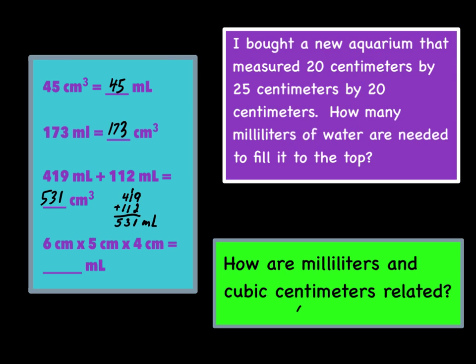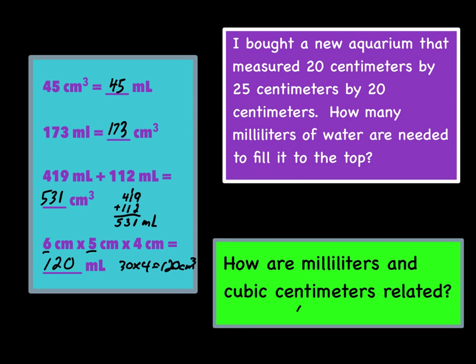And my last one here looks like a volume question, which happens quite a bit, especially when you're dealing with problems that relate to volume and how much liquid something can hold. So if we have 6 centimeters times 5 centimeters times 4 centimeters, if I group these together, the 6 and the 5 equals 30. 30 times 4 gives me 120 centimeters cubed, which means that I will have 120 milliliters.